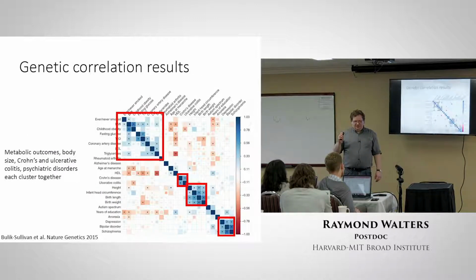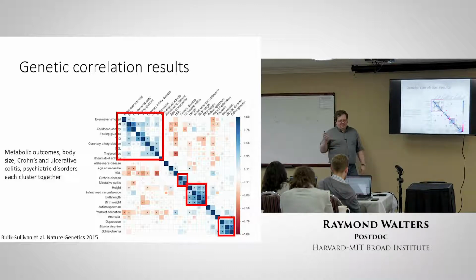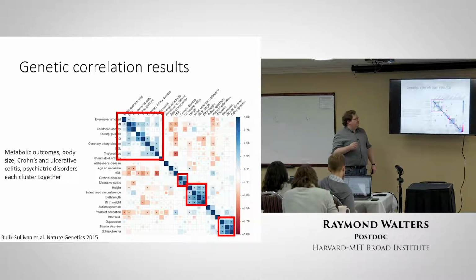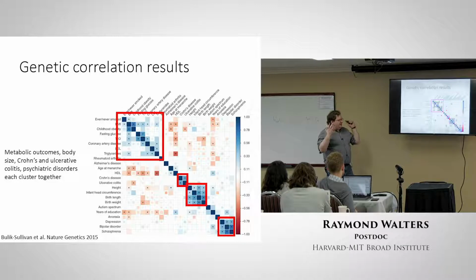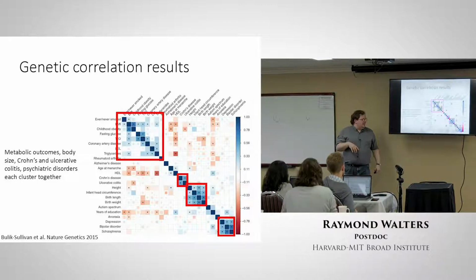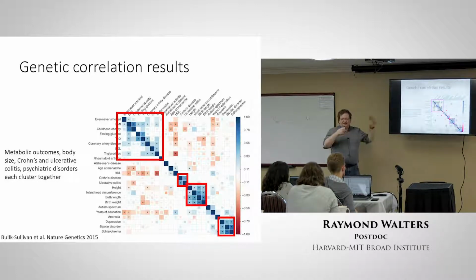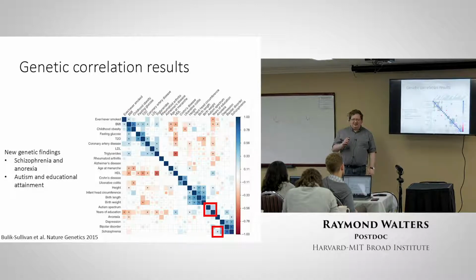Cool. So we're going to quickly breeze through an example of what these results look like. I realize we're pretty close to time. These are the results of the first genetic correlation paper, which highlighted that within domains of phenotypes you see a decent breadth of correlation across things. In terms of metabolic outcomes, body size, the psychiatric phenotypes, the combination of ulcerative colitis and Crohn's disease, there are definitely groupings of things that might have been phenotypically expected to go together, and genetically they seem to track together as well.